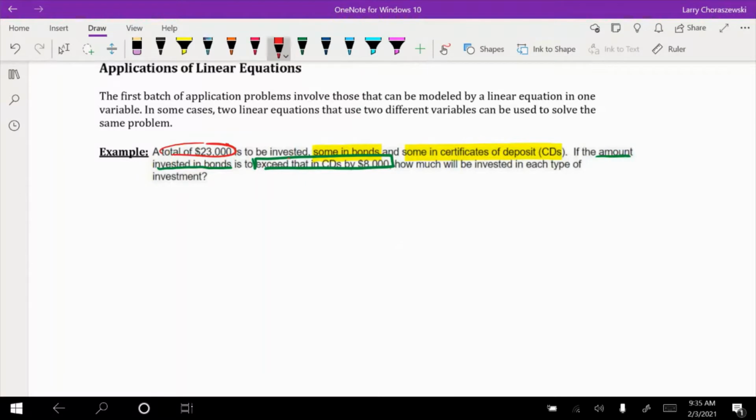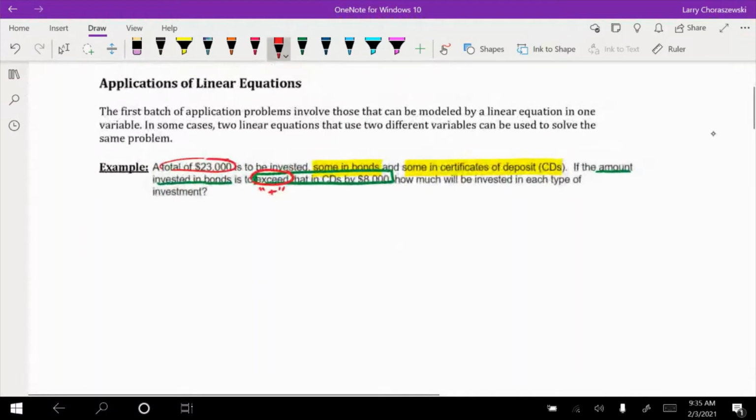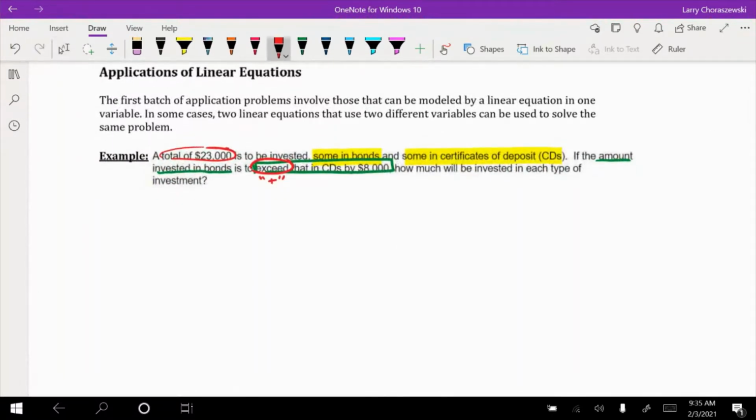Now that word exceed is kind of key for us. It means that this amount is more than that in CDs. So we could associate that with the operation of addition. Now, speaking of operations, going back to a total of 23,000, if we wanted to fold that into an equation, we'd have to set something equal to 23,000. And what are we setting equal to 23,000? Well, it would be the sum of how much goes into bonds and how much goes into certificates of deposit.